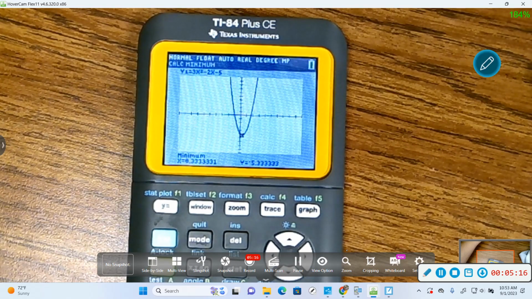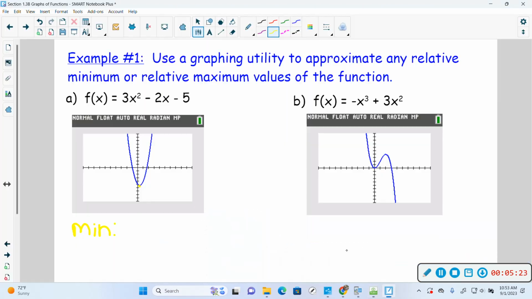And there's our minimum. It didn't say what to round to, so let's just round to 2 decimal places. I'm going to put 0.33 and negative 5.33.